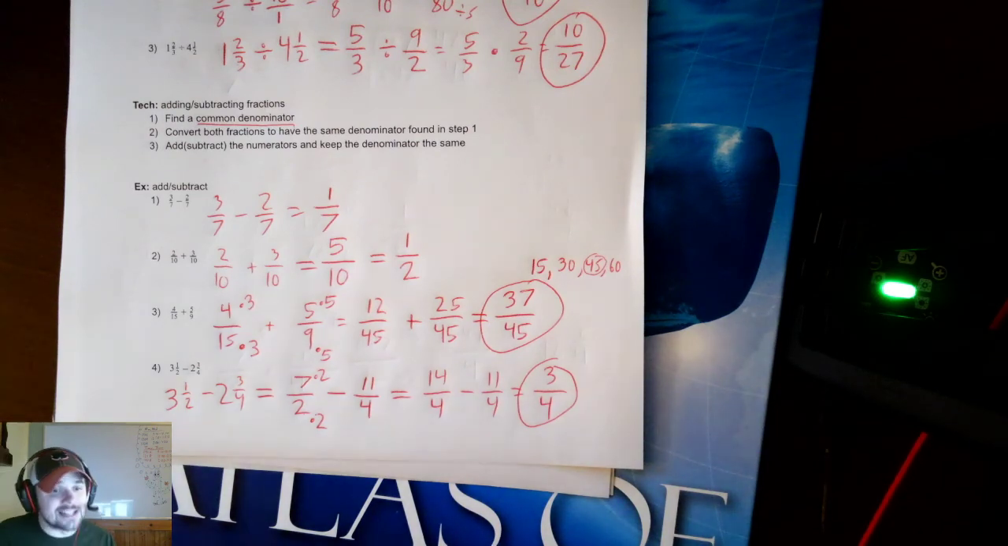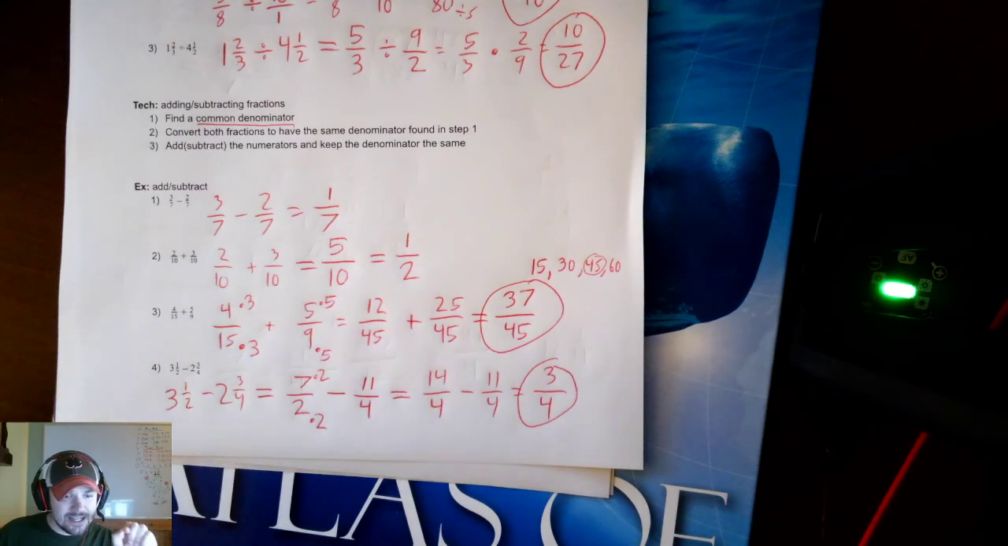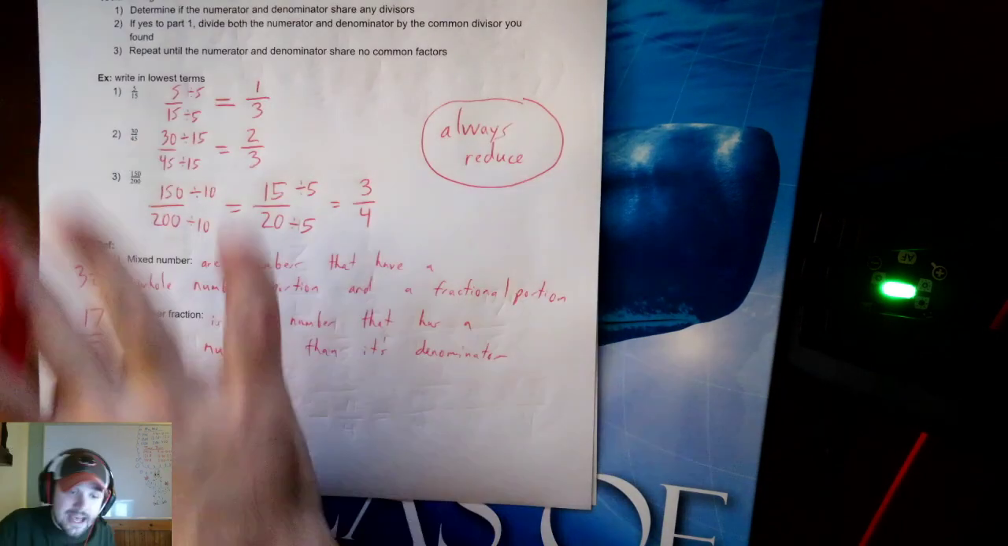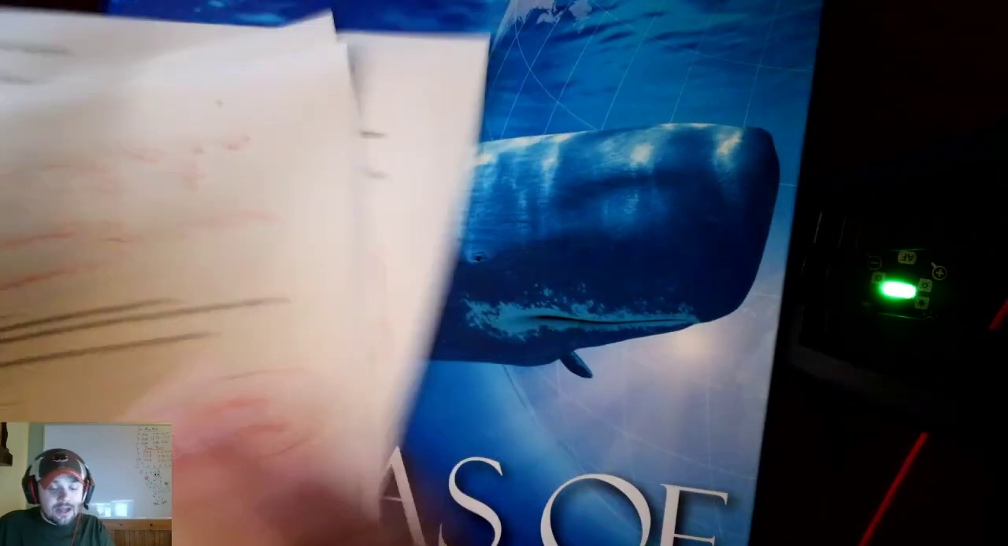So that's how we add and subtract. Common denominators. Only common denominators for adding and subtracting. You do not need common denominators to multiply or divide. Make sure you don't mess that up. Adding and subtracting, common denominators. Multiplying and dividing, not common denominators. Okay? And that brings us to the end of section R.1.